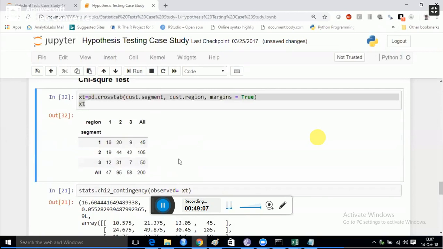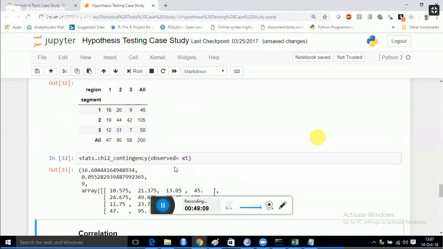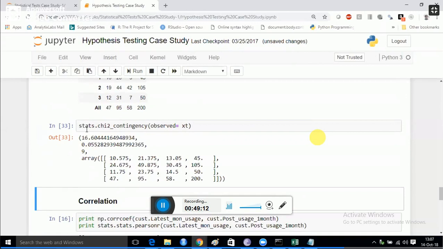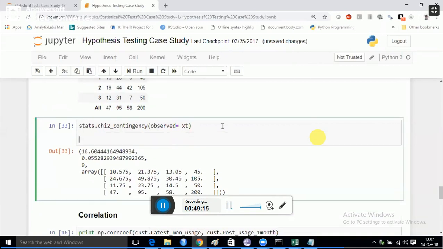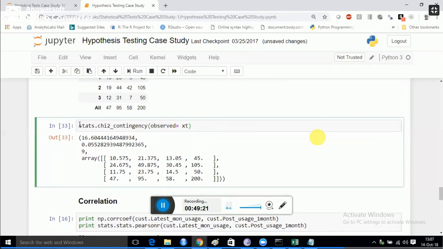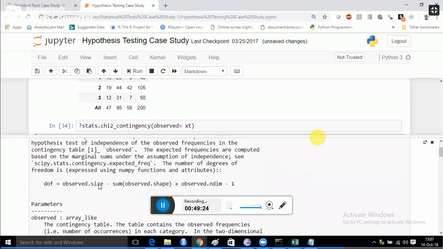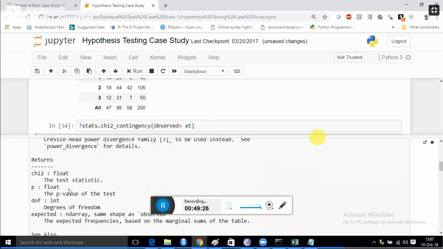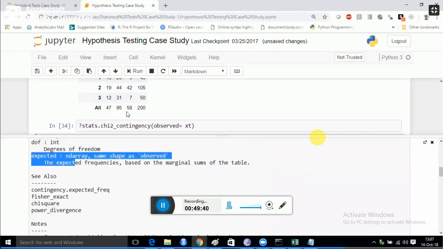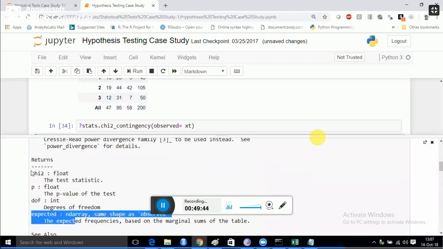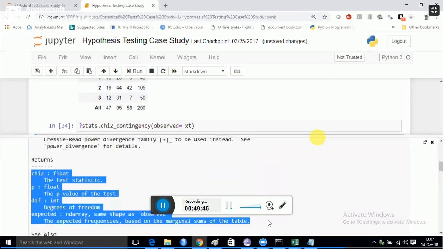Right? So let's run it. So this first value is your chi-square. Of all the output, if you look at the help of it, it says it returns the chi-square value, the p value, the degrees of freedom, and the expected frequencies. We had calculated it in Excel, right? So this particular function gives me these four. Let me just copy that there, so that it will be easier for you to understand.